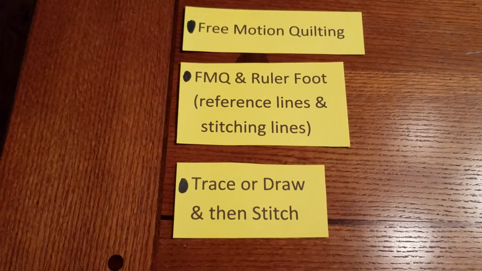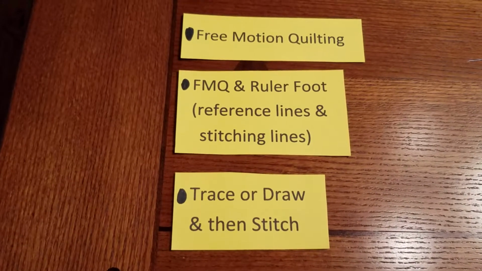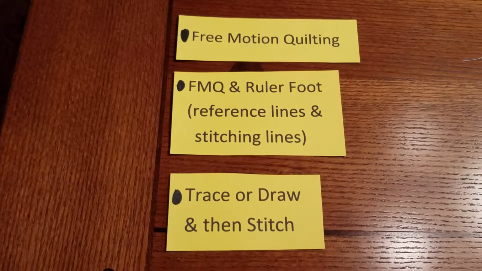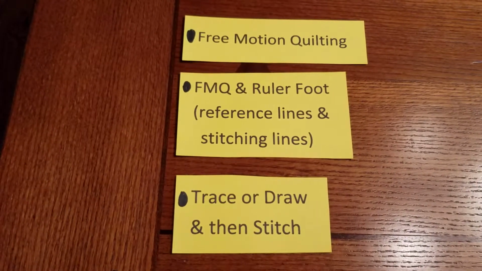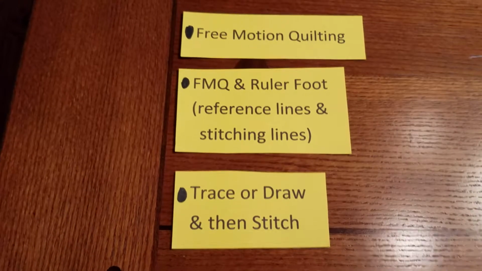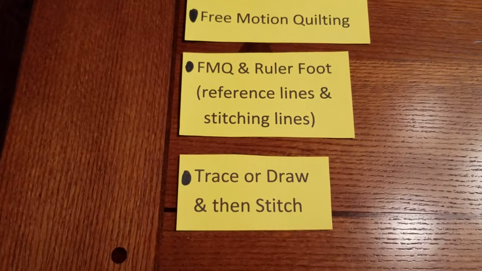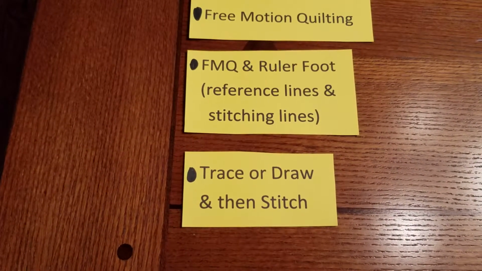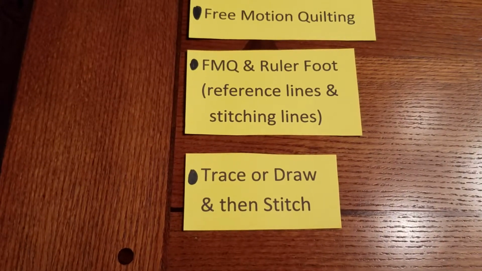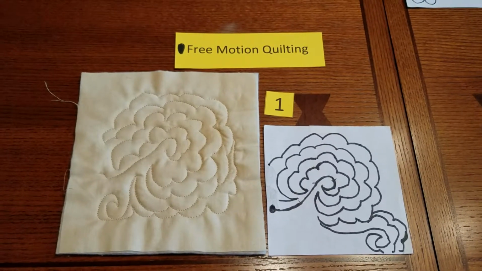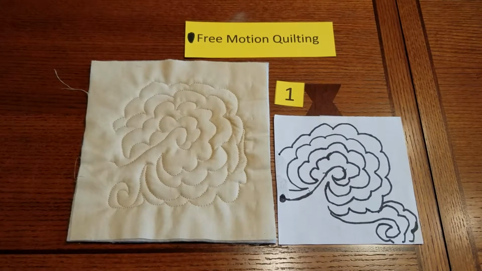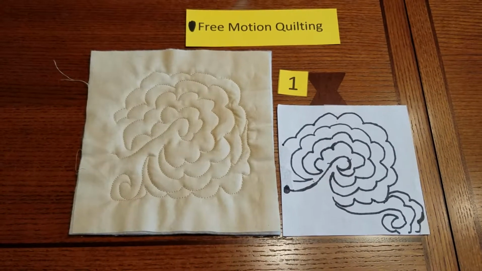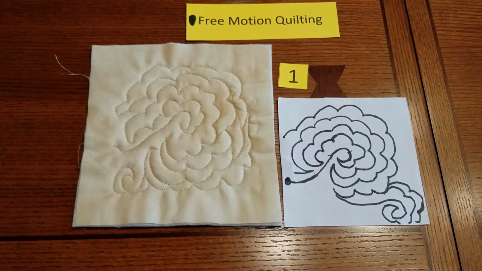When I was finished, it seemed that I could divide the different motifs patterns into three groups: free motion quilting, using the ruler foot, and using reference lines and stitching lines, and the third one was to trace or draw and then stitch. This video is going to take you back to the silent movie time. The first group is free motion quilting.